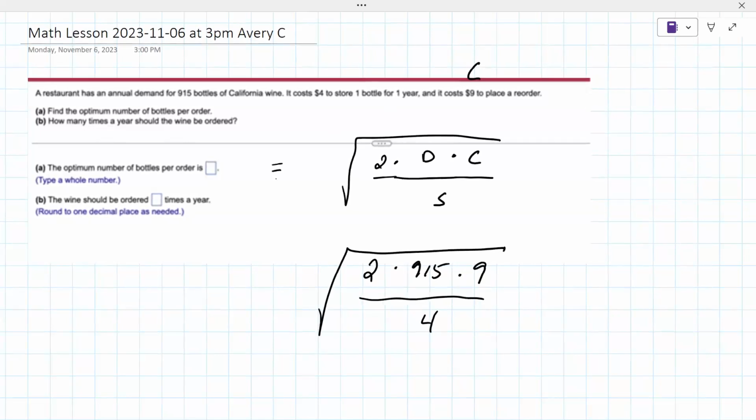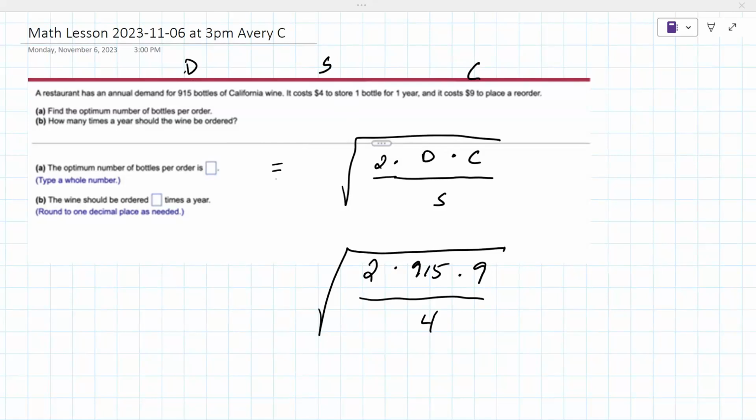And typically this works out perfectly. Okay, and the D, D's demand. Yeah, D is demand. And that's S. 915. If you have a calculator, I'd encourage you to try the calculation with me. Okay. Didn't work out nicely. That doesn't seem right. These typically work out nicely.